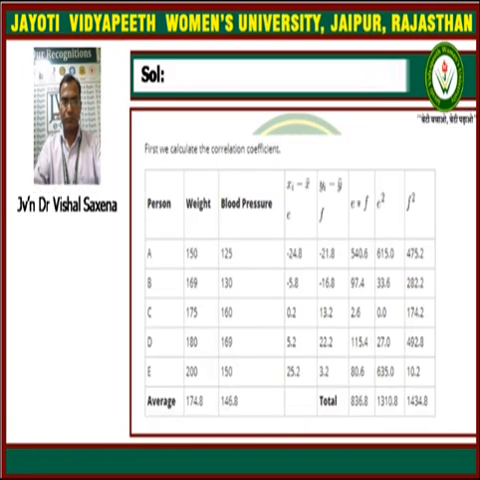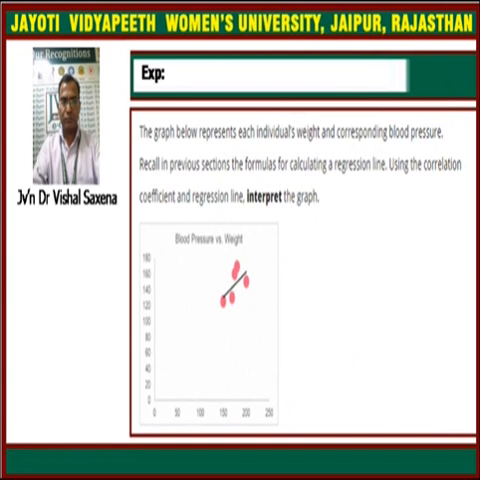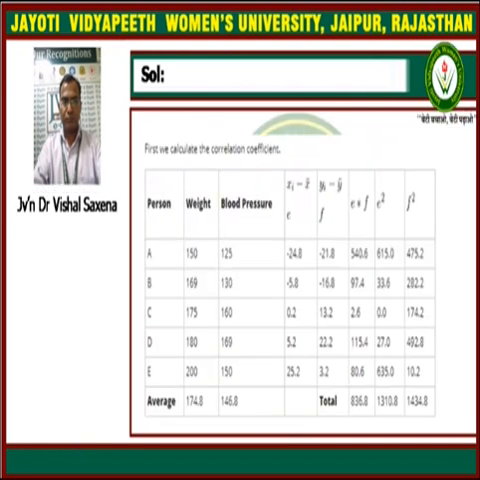Now the solution. We have to find the correlation coefficient and interpret it, and using the correlation coefficient and the regression line, we have to find the relation between the two characteristics, blood pressure and weight. So similar to the previous example, we have to make a table for E, F and other variables like E square, F square and E into F. E means xi minus x bar, F means yi minus y bar.